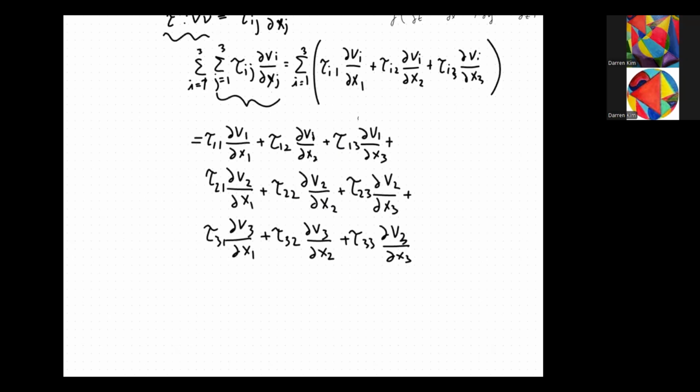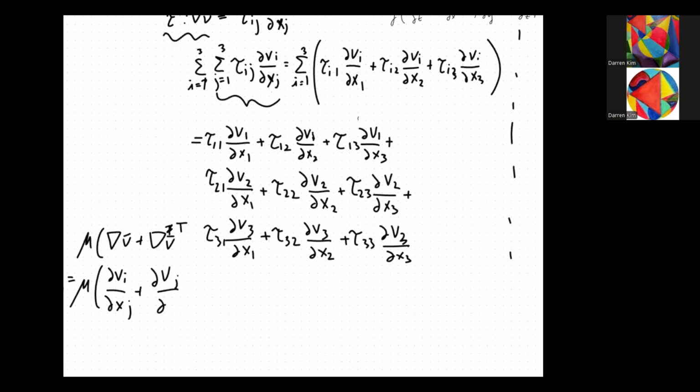Let me just show the useful version real quick. Now tau ij is equal to mu parentheses dvi over dxj plus dvj over dxi. I should have explained it. Mu. Let me think. It is gradient v plus gradient transpose v. This goes up here and then like that. But you get the point. Density vj, density xi, parentheses.